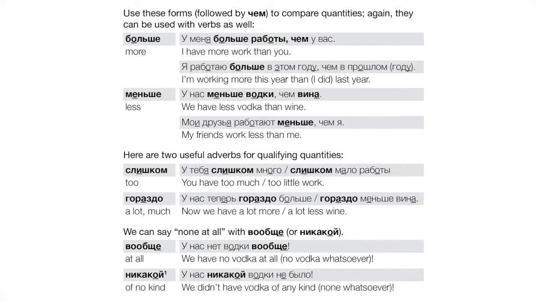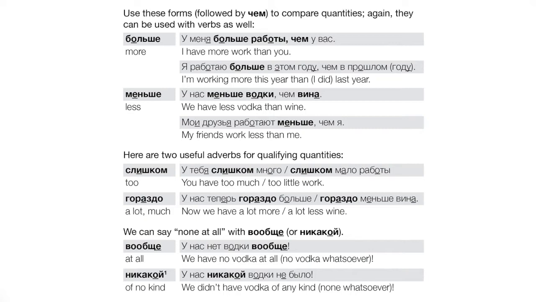More of something, less of something, so they'd be followed by a noun with the genitive. У меня больше работы, чем у вас. Now note the чем, that's like English than, used to complete the comparison. У меня больше работы, чем у вас. Я работаю больше в этом году, чем в прошлом.